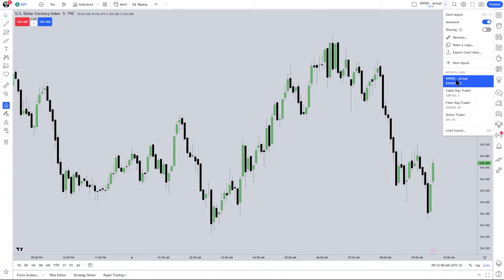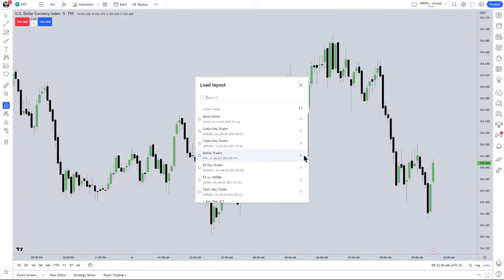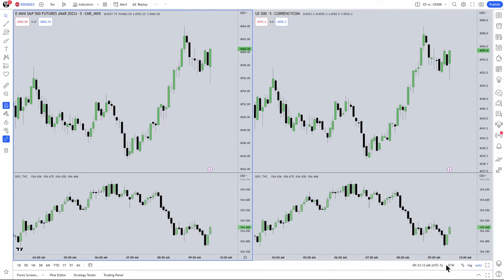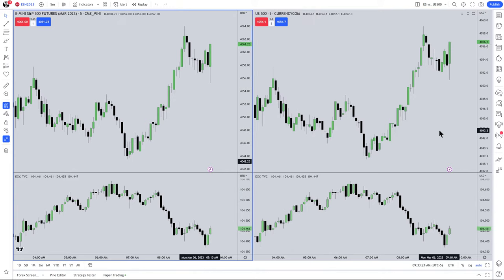So I'm going to pull up, and periodically, I'll toggle through these charts. On the right-hand side, that's the U.S. cash. It's a CFD. You can't trade those in the United States. And then on the left-hand side is the March contract for ES. So I'm looking at the relationship between the lows here on dollar, watching to see if we can get that higher high on ES.